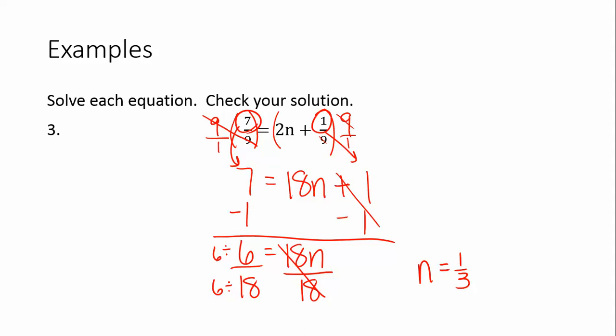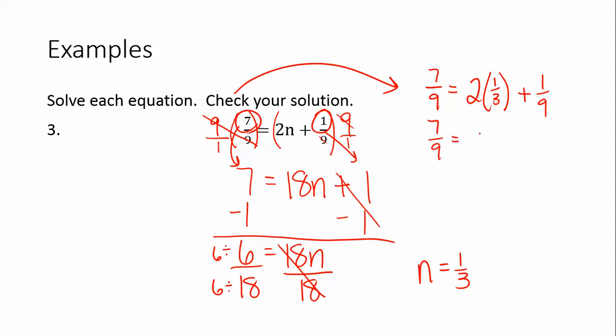Now we want to check our solution, and this one's going to be a little bit tougher to check because we have a fraction, but that's okay. So I'm going to rewrite the problem. 7 over 9 equals 2 times 1/3 plus 1/9. That was the original equation, plugging the 1/3 in for n. So we get 7 over 9 equals 2/3 plus 1/9.